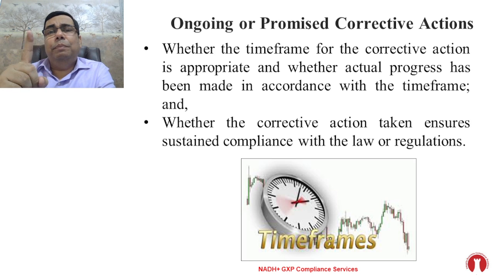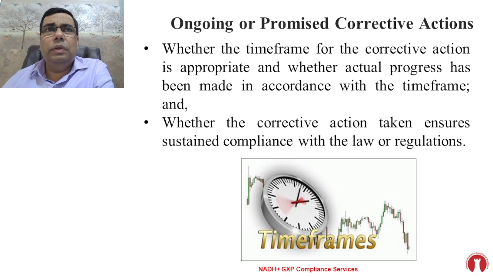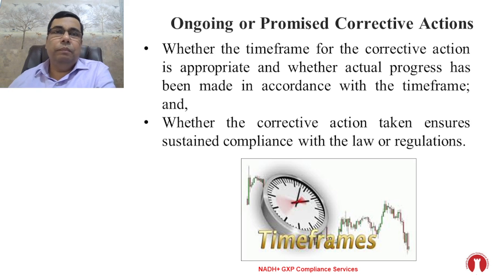Whether the time frame, this is what I was telling you just now, whether the time frame for the corrective action is appropriate and whether actual progress has been made in accordance with the time frame. Correct? People will say that this activity will be implemented in maybe 3 months. Let us say that as an example. But you need to give timelines for the particular actions. Suppose, for example, you want to implement some computerized system as a long-term CAPA within 6 months. Then you have to break down that timeline into different timelines.